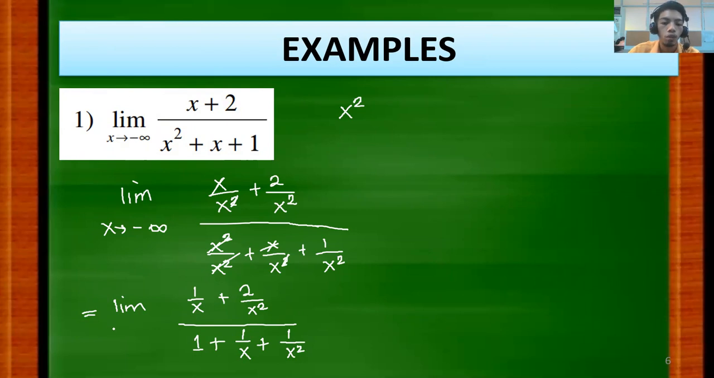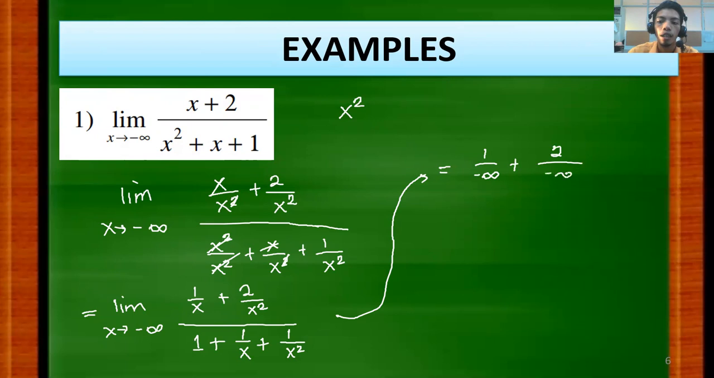So next step, so this is x approaches negative infinity. So next step, isa-substitute na natin yung negative infinity sa lahat ng x. Okay? So magkakaroon tayo ng 1 over negative infinity plus 2 over negative infinity squared all over you have 1 plus 1 over negative infinity plus 1 over negative infinity squared.